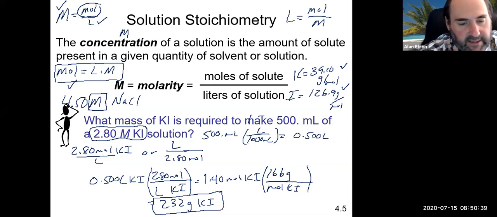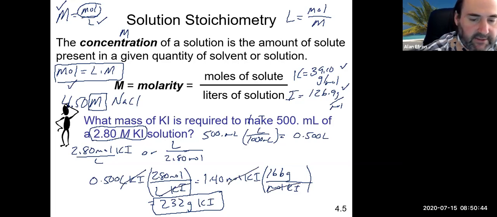Any questions on that calculation? Again, liters would cancel, moles would cancel, and we're left with grams. So basically that number means that if we wanted to make this solution, we would scoop out 232 grams of KI. We would put it in probably enough water to make a total volume of 500 milliliters. Obviously the KI would dissolve, and we mix it up really well. We would have a solution that has a molarity of 2.8 molar. Any questions on that there?